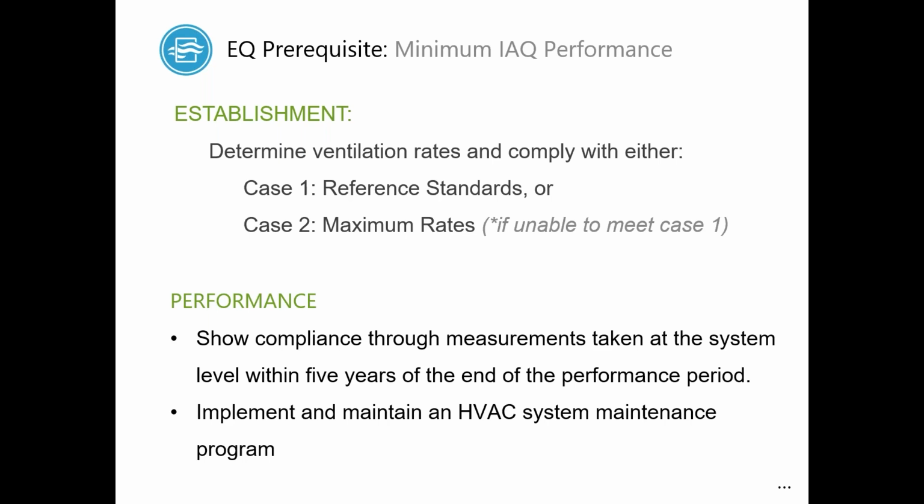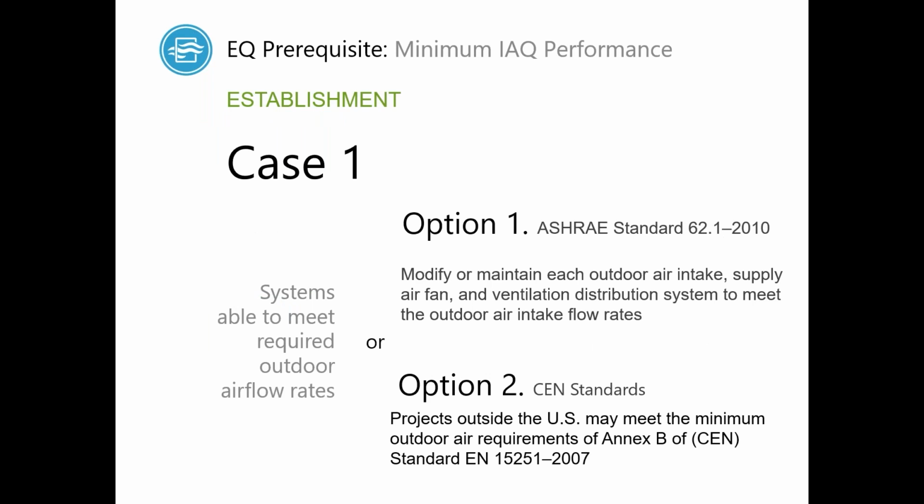So now we're going to look at case 1. In that ASHRAE standard 62.1, if your system meets these required outdoor air flow rates, then you can say, yes, we meet ASHRAE 62.1, and you're good to go. For projects outside the United States, you use the CEN standards. Again, most likely you're not going to see that on the test. You're going to see ASHRAE 62.1.